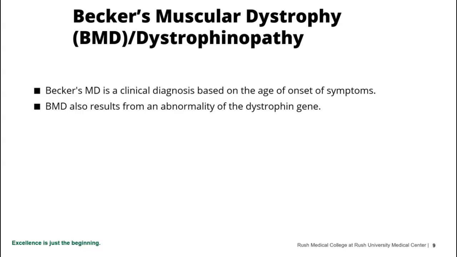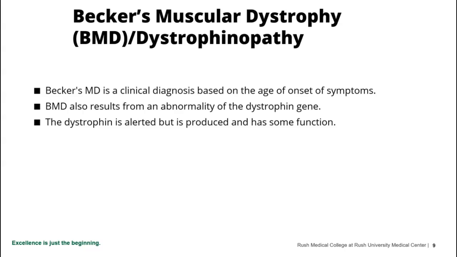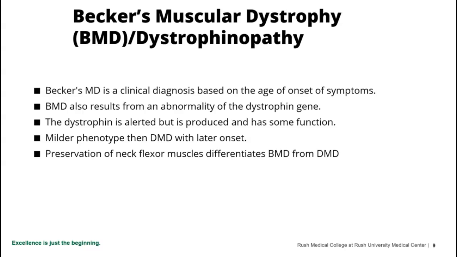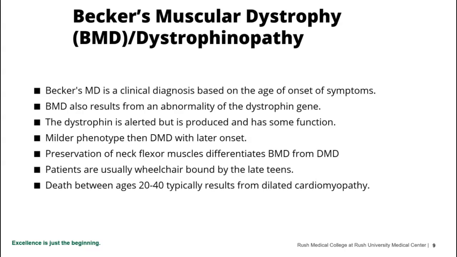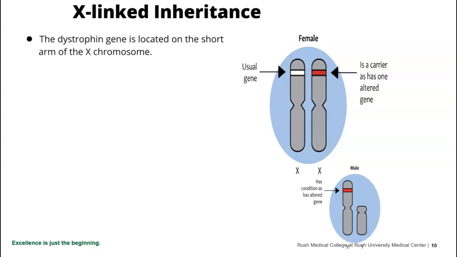But Becker's actually results from the same gene. It's the dystrophin gene. The difference is in Duchenne's, in most cases, it's the complete absence of any dystrophin protein at all, whereas Becker's is usually more of a missense mutation, and you do get some protein, it's just not as long as it should be. So it's altered, but has some function. It's a milder phenotype than Duchenne's and has a later onset. And one of the differentiating features clinically is that neck flexor muscle is preserved in Becker's versus Duchenne's. Patients with Becker's are usually wheelchair bound by their late teens, and death between 20 and 40, again, usually by dilated cardiomyopathy.